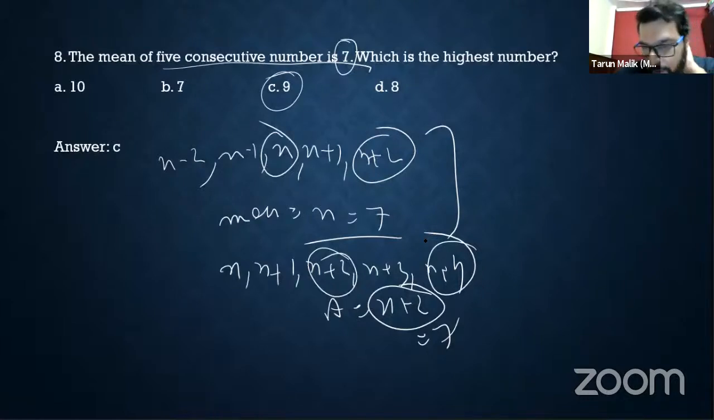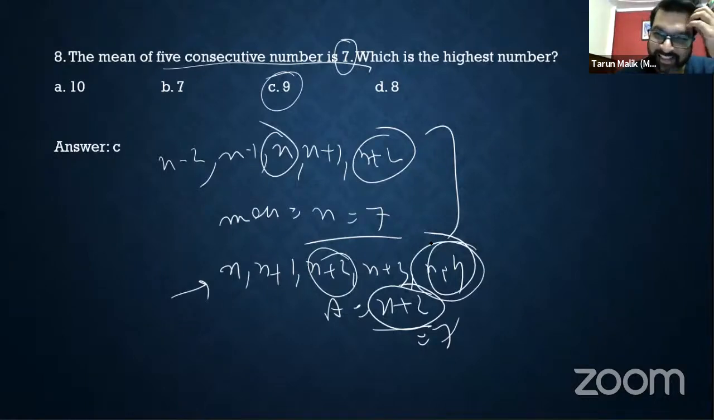Satvik, how is your answer coming as 8? When you solve this, you'll get the average as x plus 2. You must be making some calculation mistake. x plus 2 is 7, so x equals 5, and your highest number is x plus 4. Shall we move on?